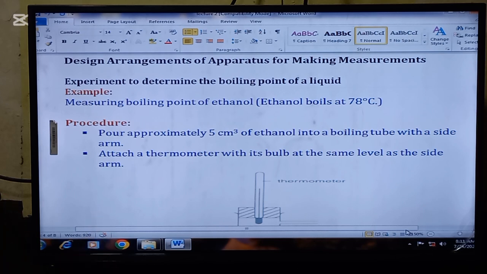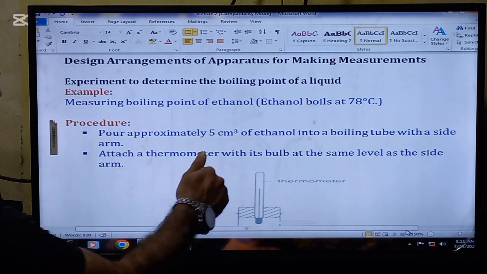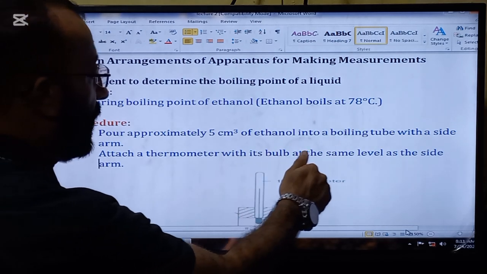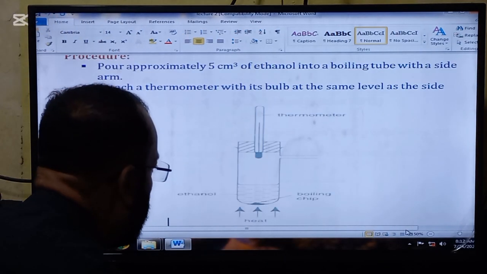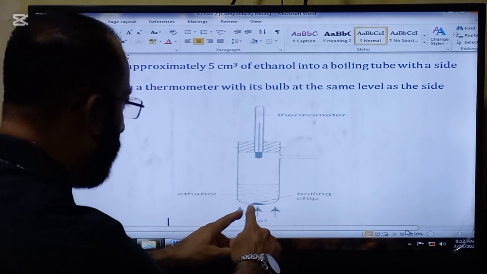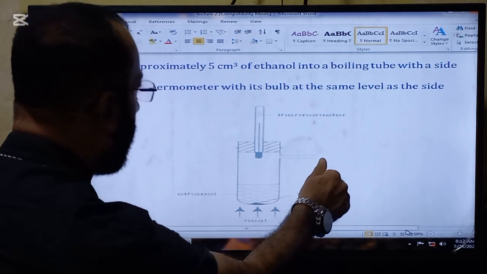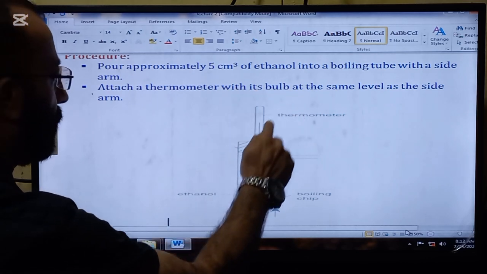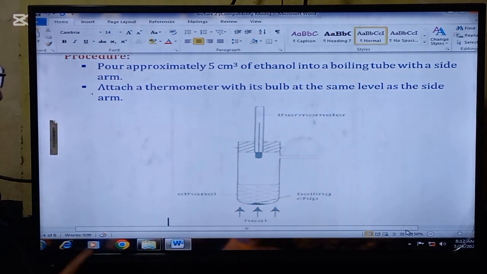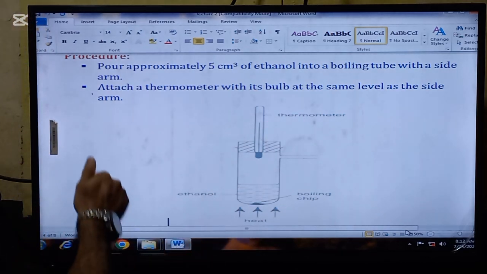The first step will be to pour approximately 5 centimeter cube of the ethanol into a boiling tube with a side arm. So look now, this is the boiling tube with a side arm. So pour approximately 5 centimeter cube of the ethanol into the boiling tube. So this will be the first step.